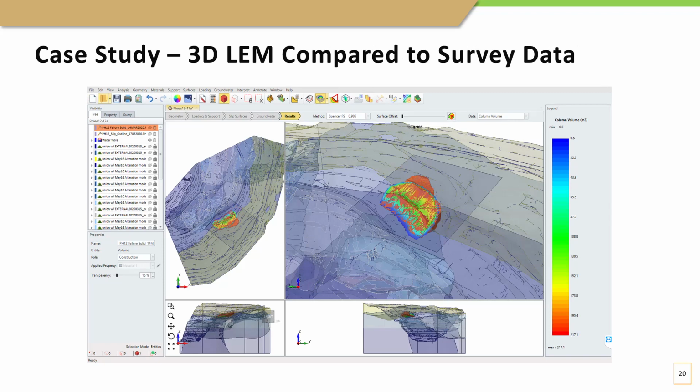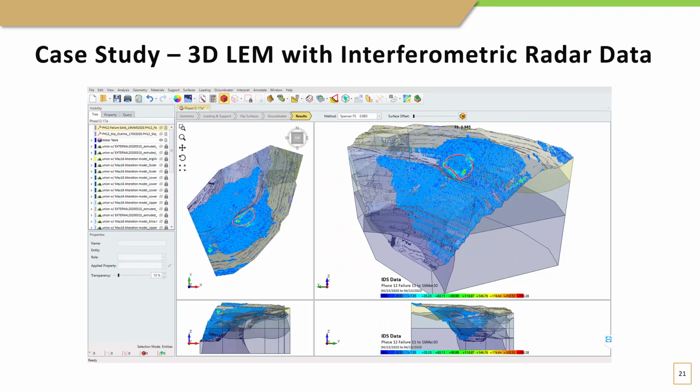Overlaying the survey data based on the actual failure volume, you can see a good spatial match in this slide. And finally, comparing the 3D limit equilibrium with the interferometric radar data. You can see a lot of the deformation was seen at the base of the failure with the hotspots and around the right hand side. An excellent spatial match was attained by the model.